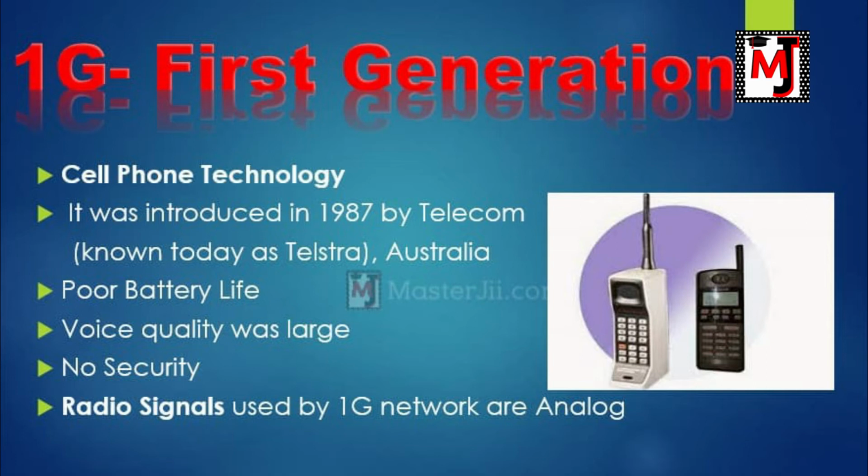1G is an analog technology and the phone generally had poor battery life and voice quality was poor without much security and would sometimes experience dropped calls. These are the analog telecommunication standards that were introduced in 1980s and continued until being replaced by 2G digital telecommunications. The maximum speed of 1G is 2.4 kilobyte per second.